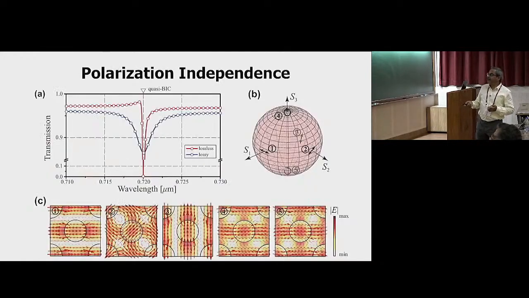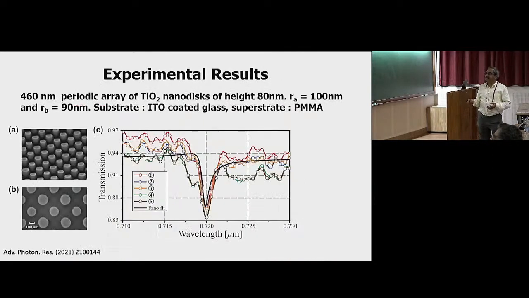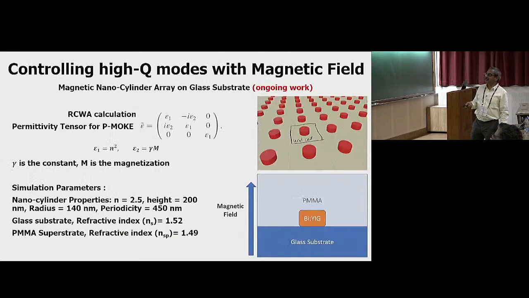And for all polarizations, we showed it for linear and right and left circularly polarized light, we do have a polarization independent BIC resonance. So this is the experimental result for this, which showed that there is no polarization dependence for the BIC resonance in this case.